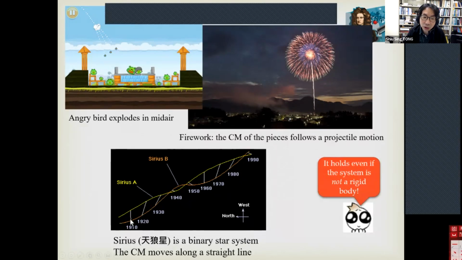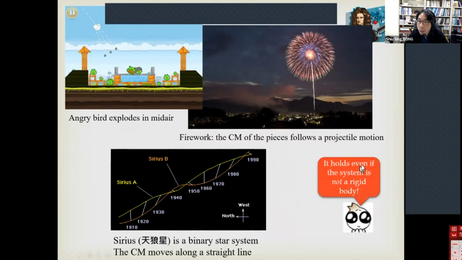Okay, so you see the change in the position of the two stars with time. This is a span of about a century. You can see the two stars have a very long period.